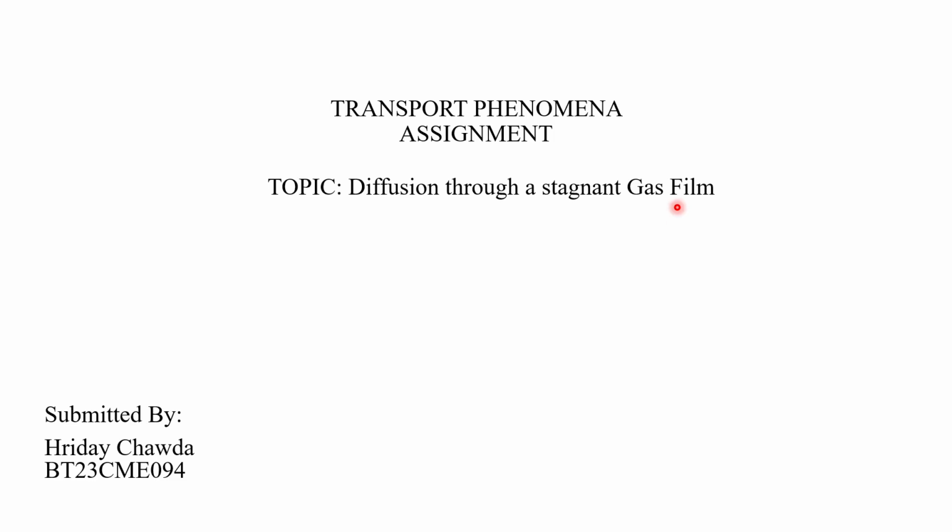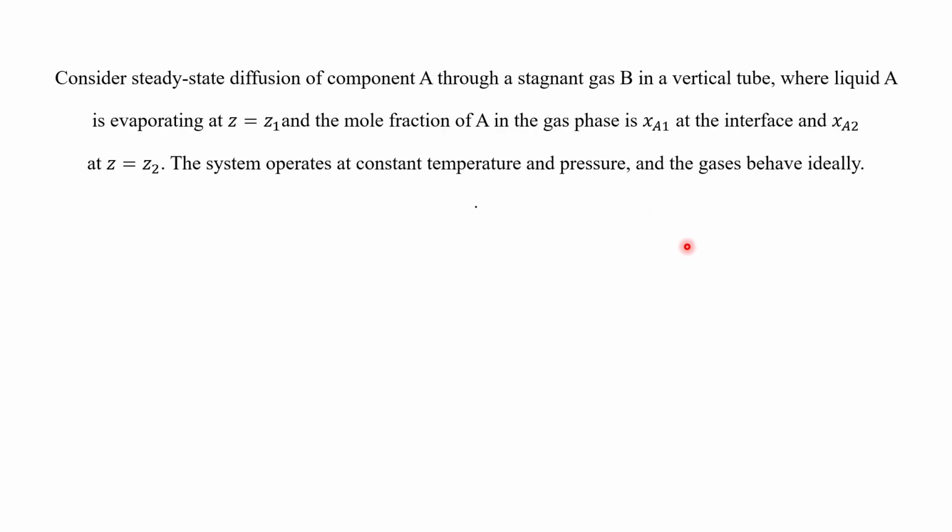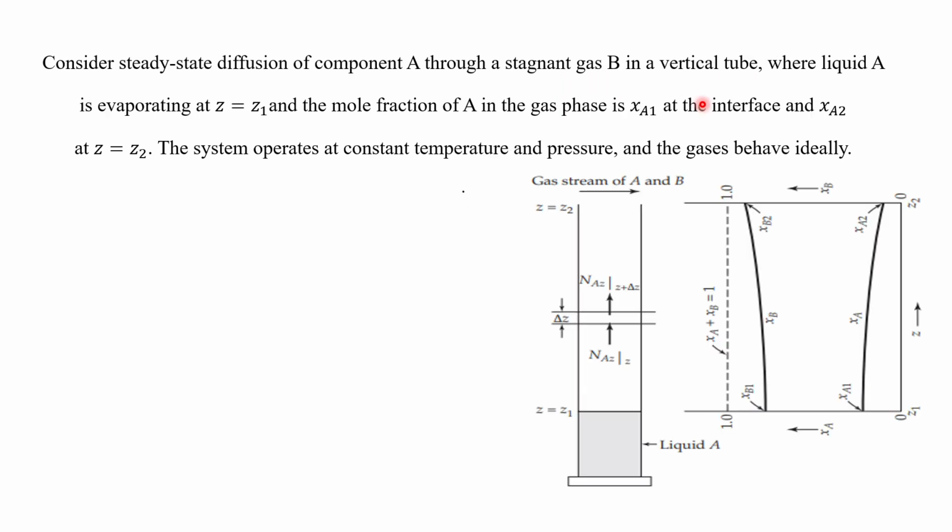Before we move on, I'll briefly introduce the topic, diffusion through a stagnant gas film. We'll consider a binary mixture of A and B, where component A will be a volatile liquid and component B will be a stagnant gas. So let's start with the very basic derivation, which considers a steady state diffusion of component A through a stagnant gas B in a vertical tube.